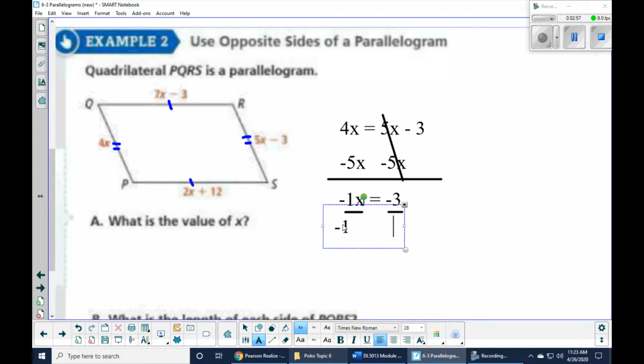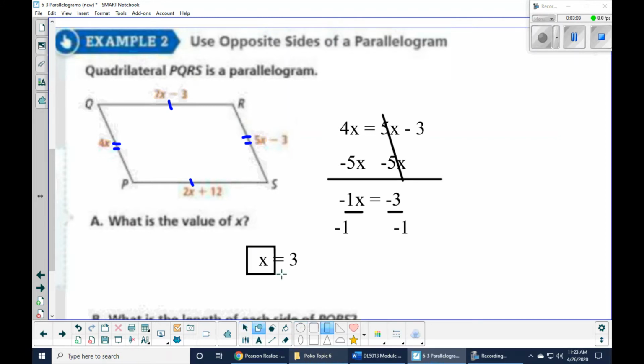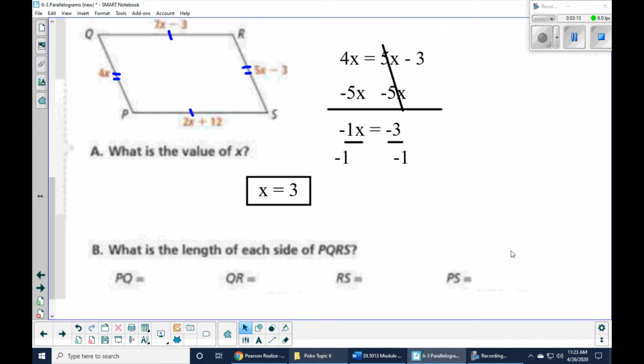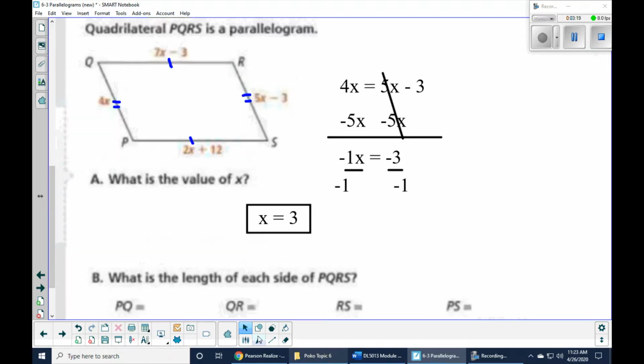Sorry about the messy computer here. Divide both sides by negative 1, and we are left with x equals 3 being our final answer. All right, so as you can guess, it's going to ask, what is the length of all those sides for part B? Find each length. So what does that mean we're going to have to do?